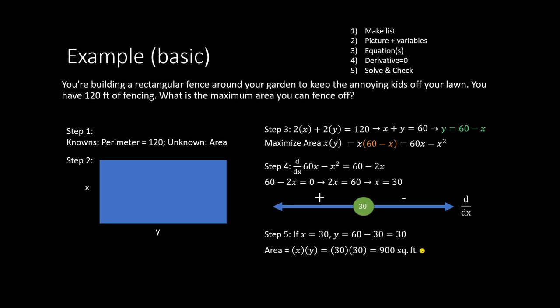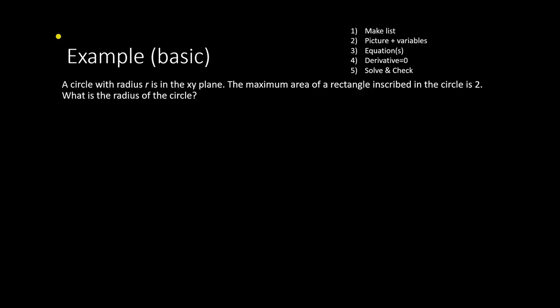Now, let's move on to another example. A circle with radius r is in the xy plane. The maximum area of a rectangle inscribed in the circle is 2. What is the radius of the circle? Okay, so let's identify our knowns. All we know is that the area of the inscribed rectangle is 2. We don't know the radius of the circle.